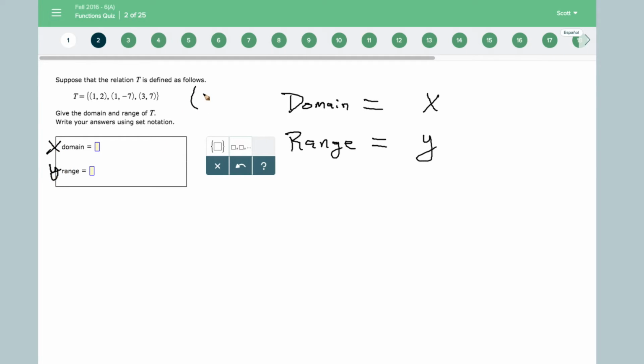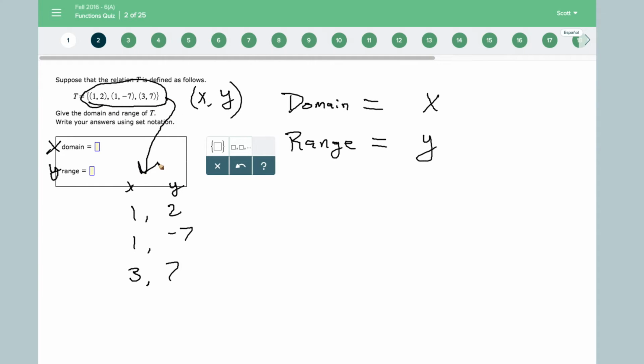Now remember, this is x, comma, y. So what are our numbers? We have 1, comma, 2, x's and y's. We have 1, comma, -7. Now right away you can see it's not a function, right? Because 1 repeats, but that doesn't matter. It's not asking for the function, it's asking for the domain and the range. And then we have 3, comma, 7. All I did was relist all of these on top of each other right there.